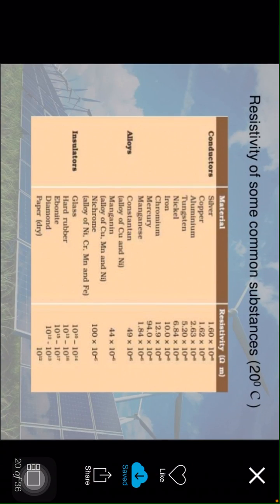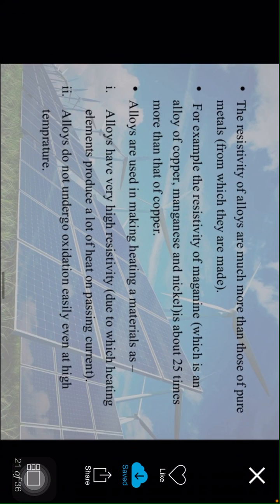Children, just go through this table. Resistivity of some common substances are given here: conductors, alloys and insulators. The resistivity of alloys is much more than that of the pure metals from which they are made. For example, the resistivity of manganin, which is an alloy of copper, manganese and nickel, is about 25 times more than that of copper.